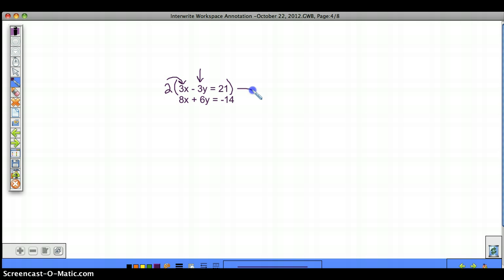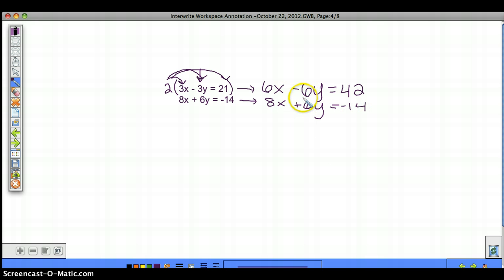So I'm going to rewrite my equation as 2 times 3x is 6x. 2 times negative 3y is negative 6y. And 2 times 21 is 42. You have to make sure you multiply it by every single term. Then I'm just going to rewrite my second equation. I have 8x plus 6y equals negative 14.